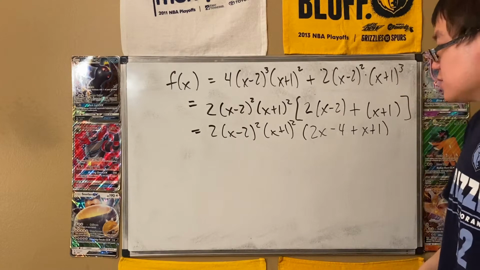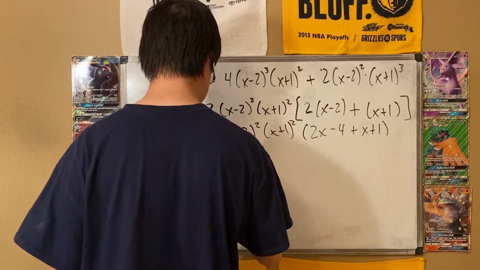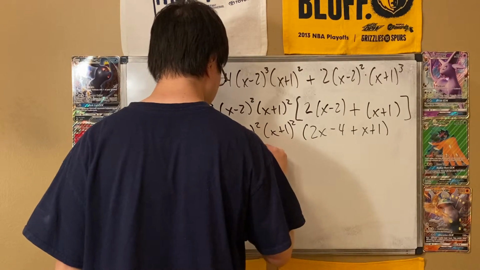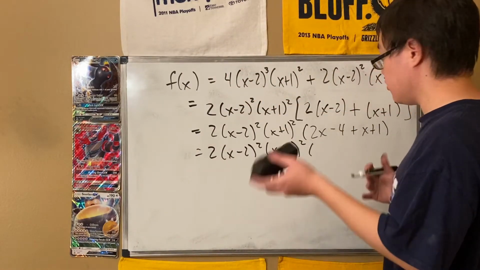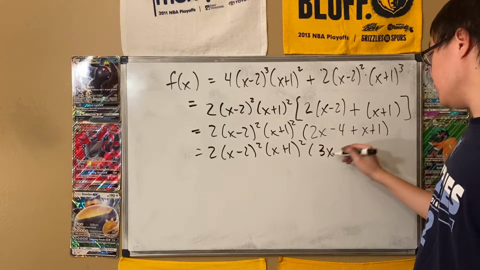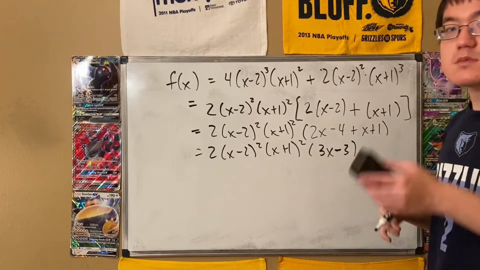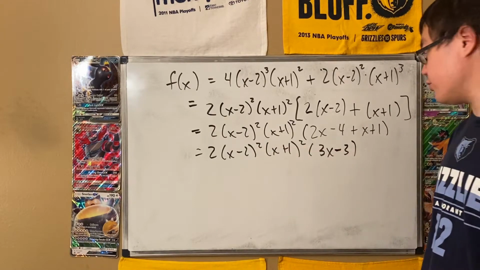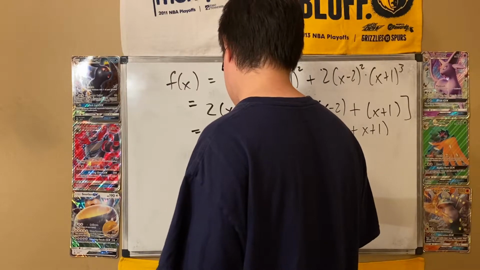Still not factored as much as possible. I can still simplify this, so let's not be lazy. Let's just keep chugging along until we get something as factored as much as possible. I like factoring steps because it's not too bad. There's no calculus involved. 2x plus x is going to be 3x, and then minus 4 plus 1 is going to be minus 3. One last thing, it looks like we can take out a 3, so we might as well do that. So we're going to take out a 3.